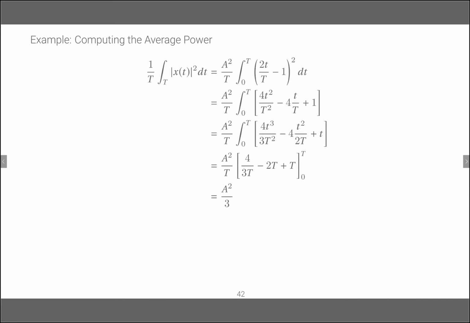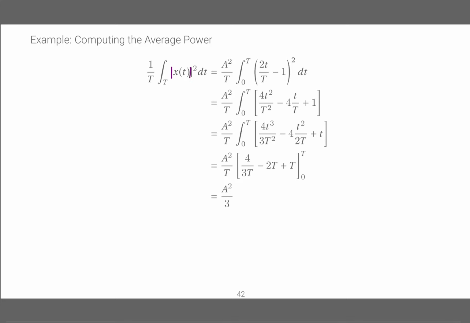Now we need to compute the average power. To compute the average power, you need to get the magnitude of x(t), square it, integrate it, and divide by T. So A squared over T, integral of 2t over T minus 1, squared, dt. I got this square here. I hope it is correct. Yes, and then you integrate. Integration is done over here, and limits are already applied here. So you get A squared over 3.